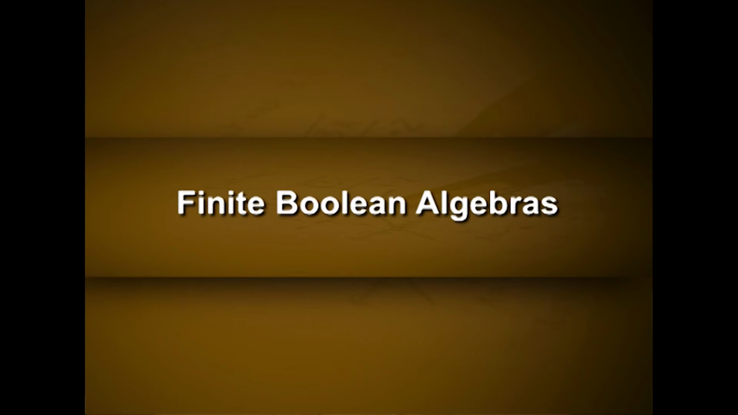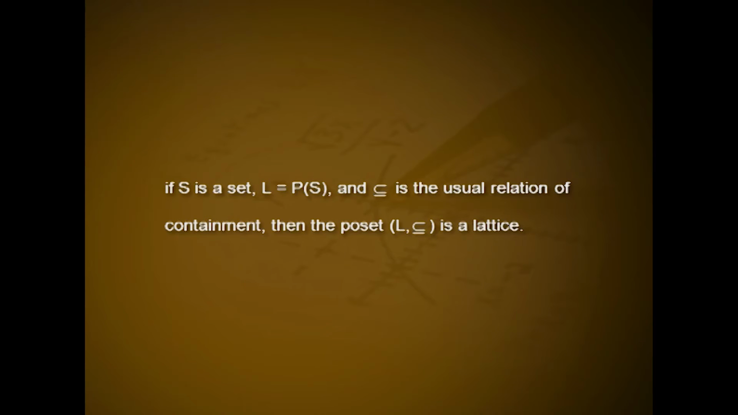Finite Boolean algebras. In this section, we discuss a certain type of lattice that has a great many applications in computer science. We have seen in example 2 that if S is a set and L is equal to P(S), and the relation is the usual relation of set containment, then the poset L is a lattice. These lattices have many properties that are not shared by lattices in general. For this reason, they are easier to work with and they play a more important role in various applications.